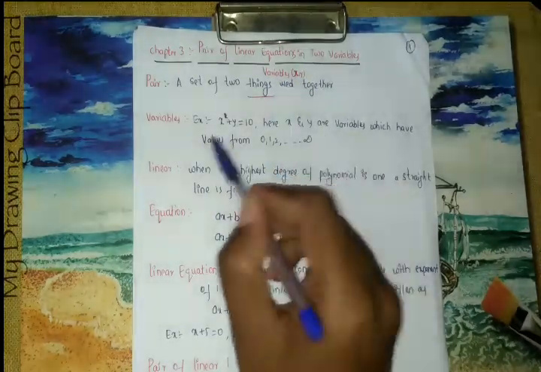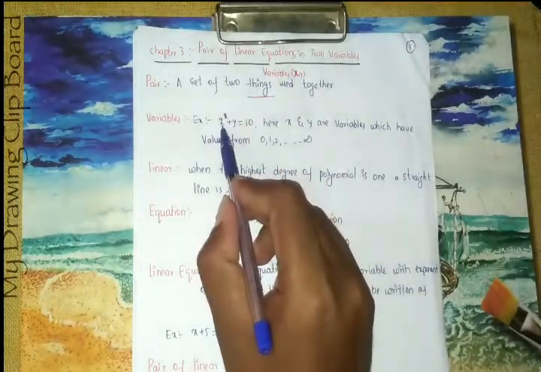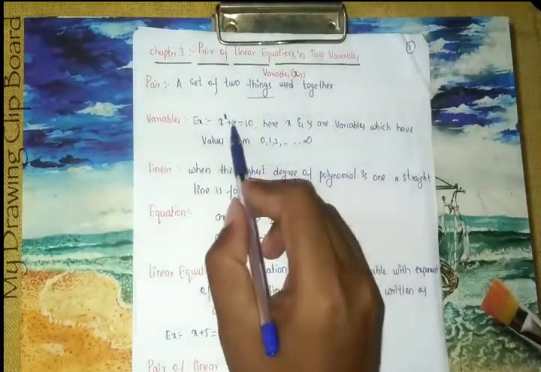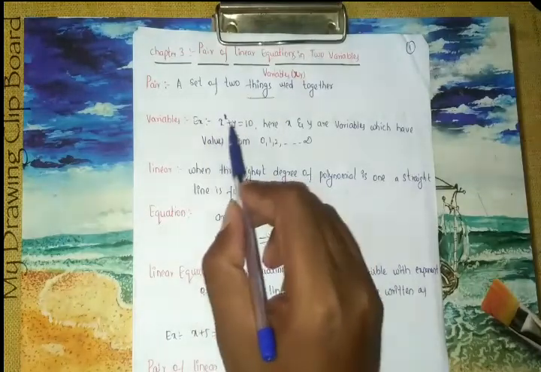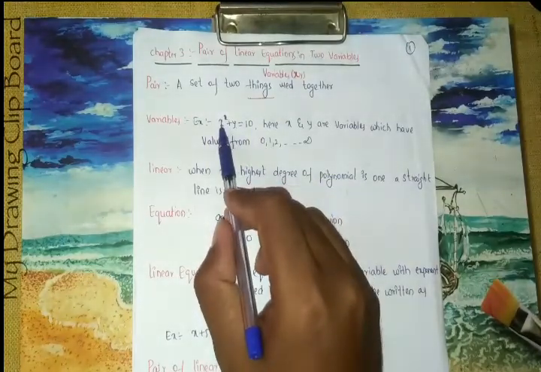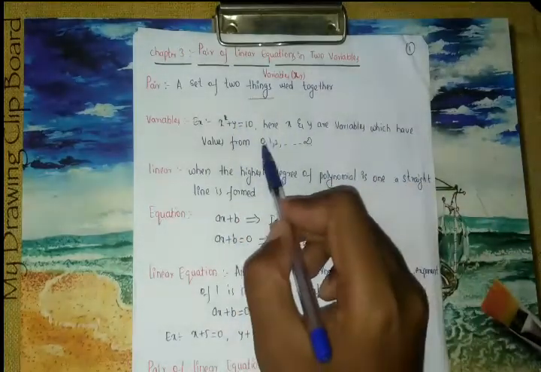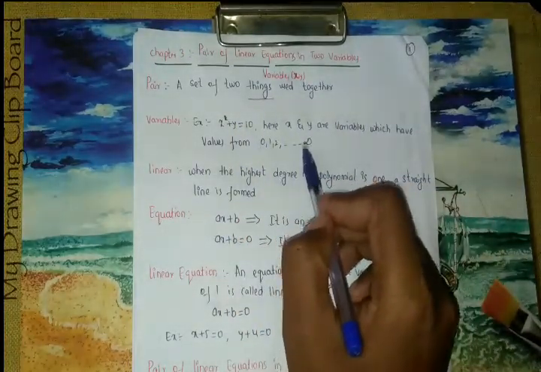So variables, let us take an example. Say the equation x plus y equals 10. Here x and y are variables where x can have a value from 0 to infinity and y can have any value from 0 to infinity.